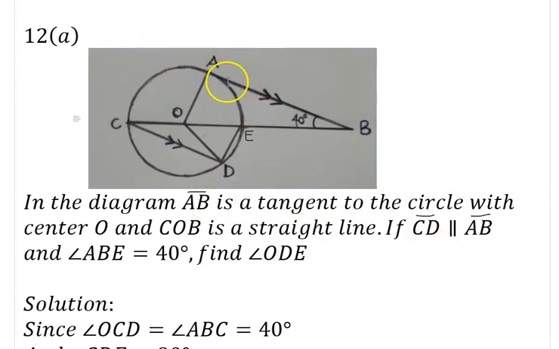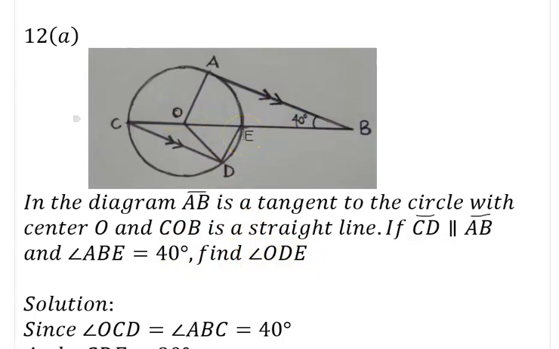Any line that passes at the top of a circle like this, at any side of a circle, is a tangent. With center O and COB is a straight line. This is center O, this is COB, a straight line. If line CD is parallel to AB, and angle ABE is 40 degrees, we are to look for angle ODE.